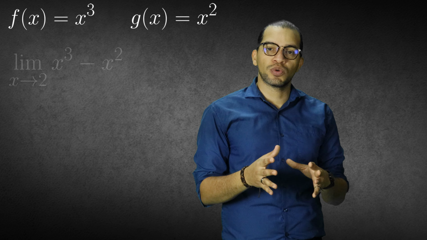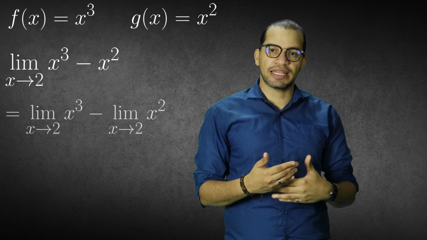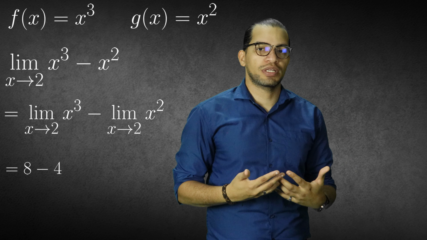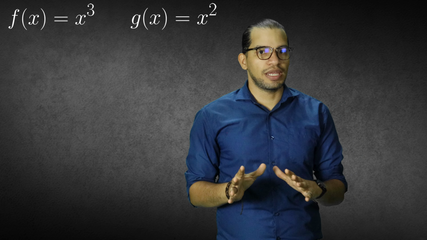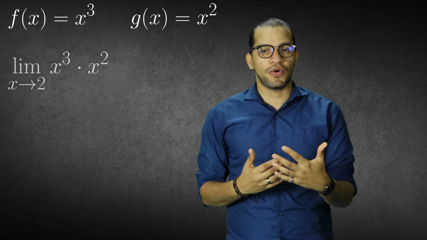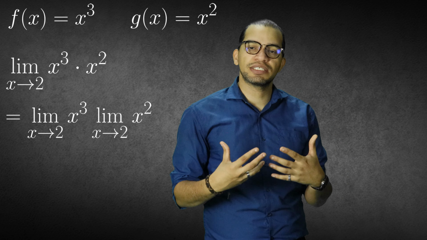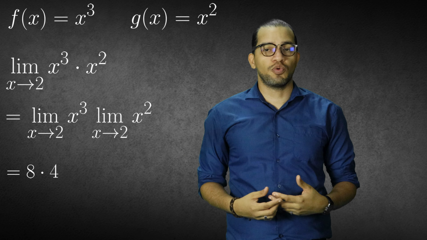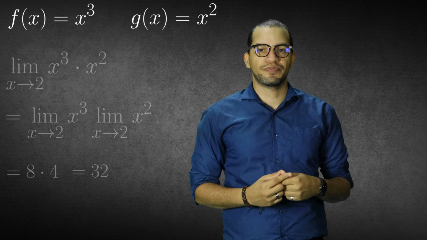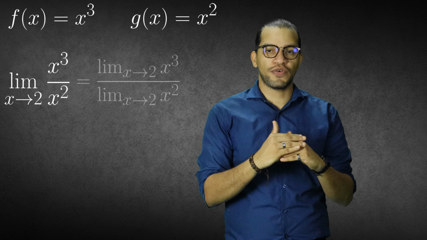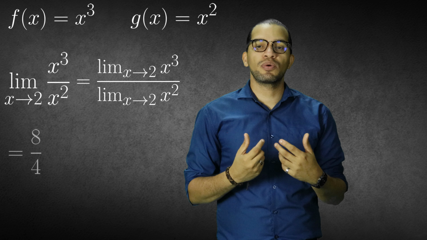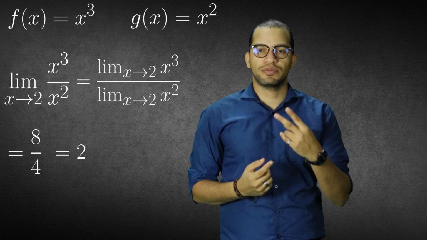Respectively, if we do the subtraction instead of the addition, the limit that we will get will be equal to 4. Now, if we do the product of those functions, the limit that we will get will be equal to 32. Finally, if we do the division of those two functions, the limit that we will get will be equal to 2. So those were the laws of limits.